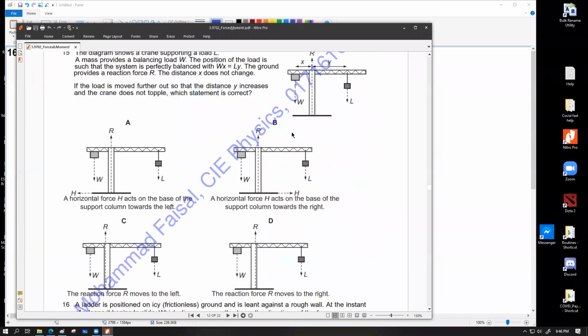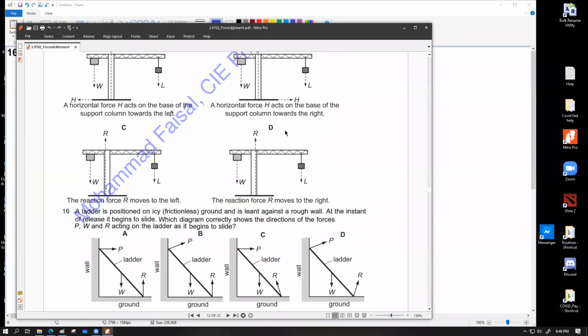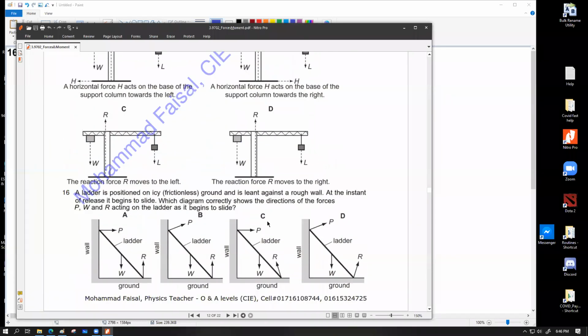Anything else from page number 12? Sixteen should be an easy problem for you to solve now because we did talk about the ladder cases. Which one did you get as your correct answer for number 16? Sir, B. Yes, B is the correct response.